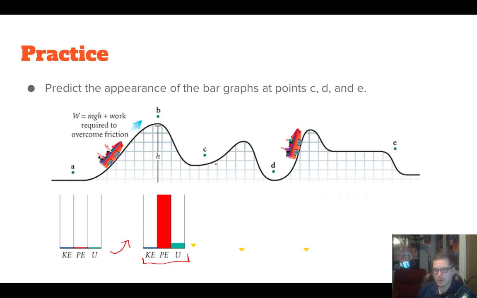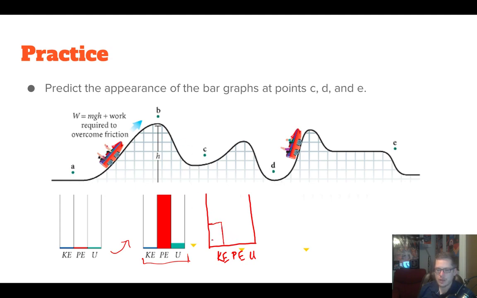Okay, so at part C here, let's draw ourselves a little thing. This will be part C, and we've got kinetic energy, potential energy, and internal energy. So part B, we had a lot of potential energy, no kinetic energy because we're just barely moving over the top. And we go down the hill, so we're going to have some kinetic energy, a good amount because we just went down a hill.